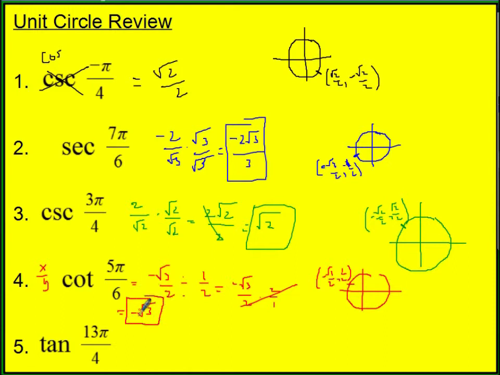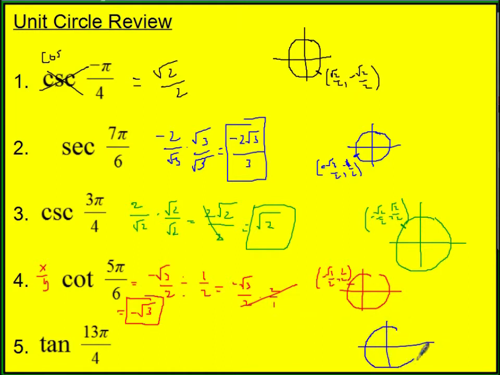Be careful when you're doing that. See how my negative slides a little, maybe too close to that square root. Might want to put a little bit of breathing room between those so it doesn't get mistaken for just part of that radical. To finish up, tangent of 13 pi over 4.